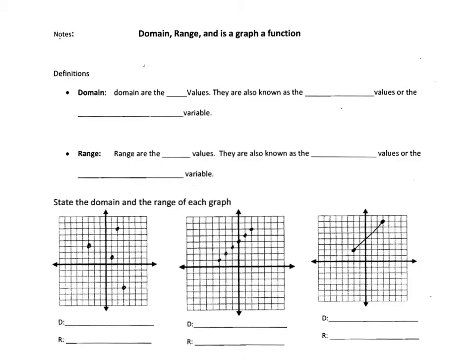So definitions. Domain. The domain are the X values. They're also known as the input values or the independent variable. The independent variable is the one you're plugging in. The dependent variable is the one that comes out, and it's dependent because it depends on what you plugged in, what you get out. The range are the Y values and are known as the output or the dependent variable.